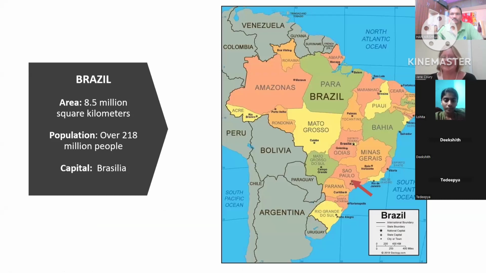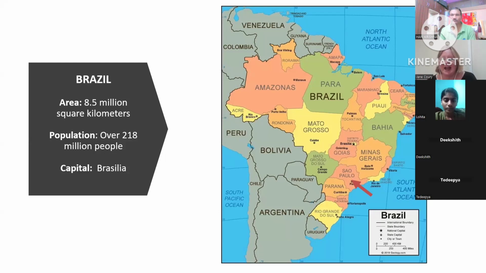Great. Okay. So I live in Brazil, which is in South America. And here's a map of Brazil. You can see it all colorful. And it's right next to countries like Bolivia, Paraguay, Peru, Venezuela. Okay. And Brazil has 8.5 million square kilometers, and it has a population of over 218 million people. And the capital is Brasilia, which is right here. And I don't know if you can see it with a star.